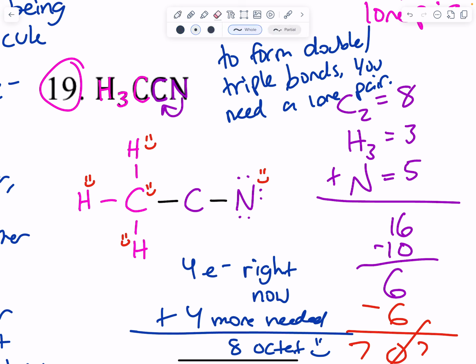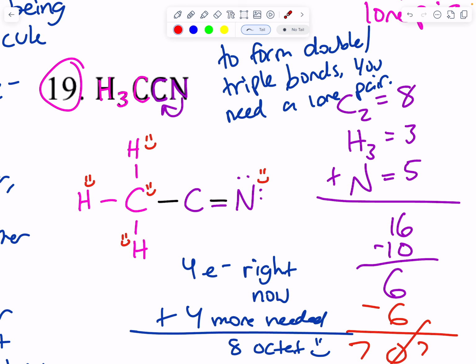So we are going to erase these electrons right here, and we are going to form a bond with carbon, a double bond. Right now, carbon has 1, 2, 3 bonds, making him have 2, 4, 6 electrons. He still isn't happy. He needs 2 more.